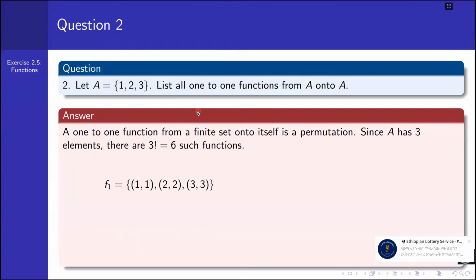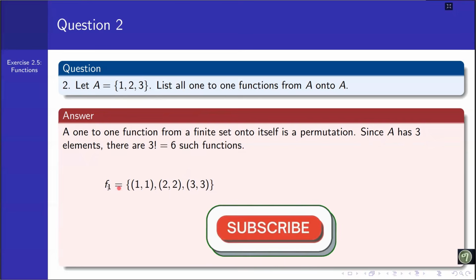Okay, question number 2. Let A be the set containing 1, 2, and 3, and we are asked just to list all one-to-one functions from A into A, from the set into itself. ስለዚህ one-to-one function ማለት if it is defined on a finite set onto itself, it is a permutation. That means that is the number of possible one-to-one functions that can be constructed based on this set. Since A has 3 elements, then there are 3 factorial or 6 such one-to-one functions.